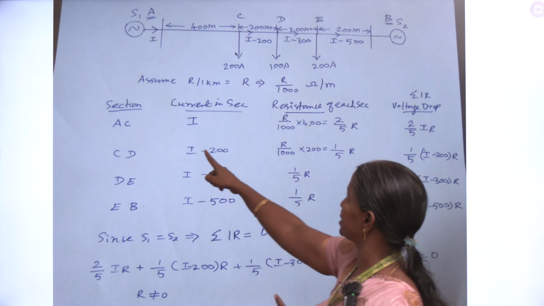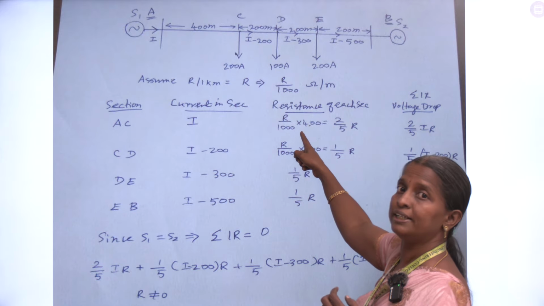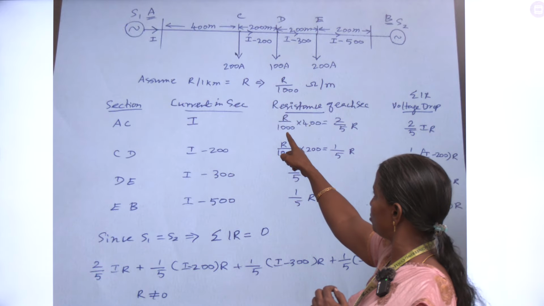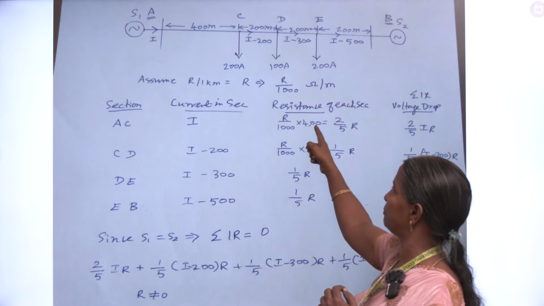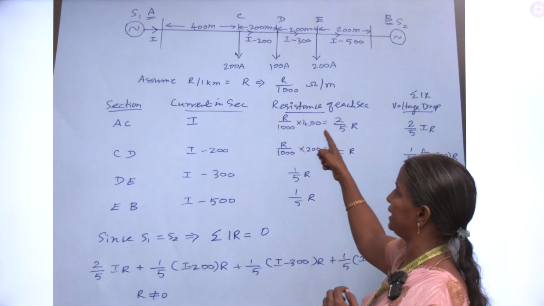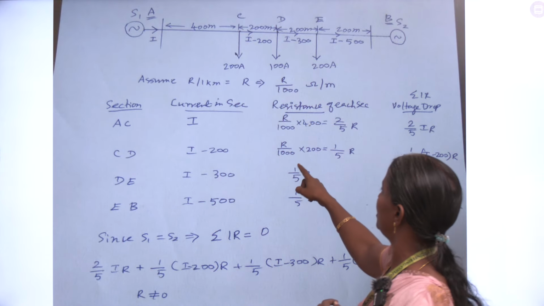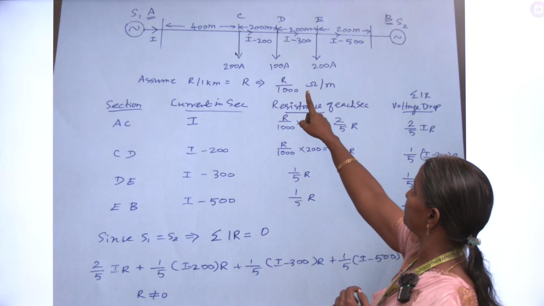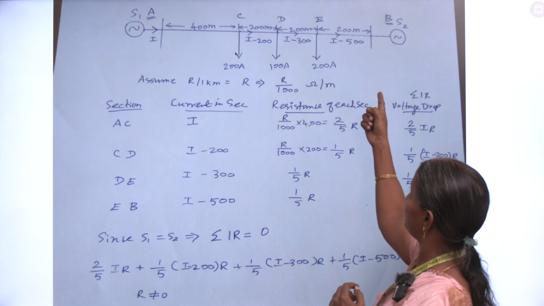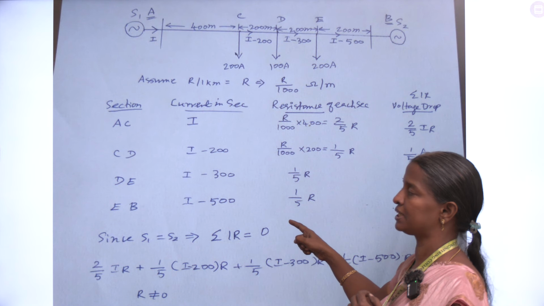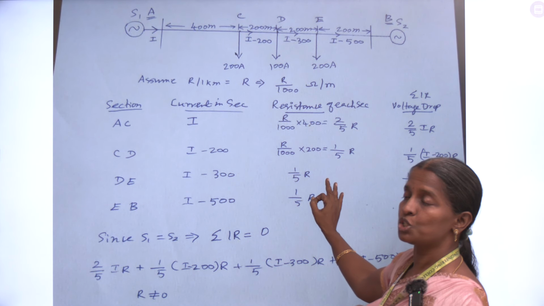For the section AC, what is the length they have given? 400. So you have to multiply for 400 meter lengths. For 1000 meter I have the resistance of R, so for 400 meter I have to multiply by 400. And the next one is for the section CD. C to D, what is the distance? 200. So I have to multiply by 200. Next from D to E, what is the distance? Again 200, so the same answer I will get. Next from E to B, again it is 200, and I will get the same answer. This is your third column. First one is section, then current in each section, and the resistance of each section.